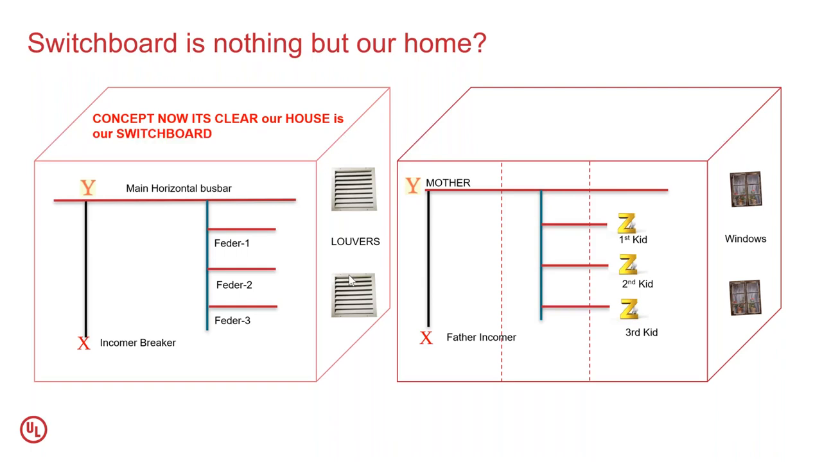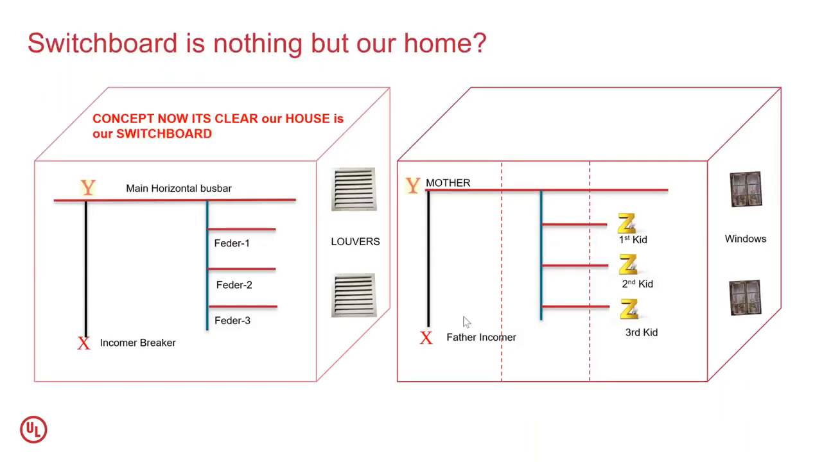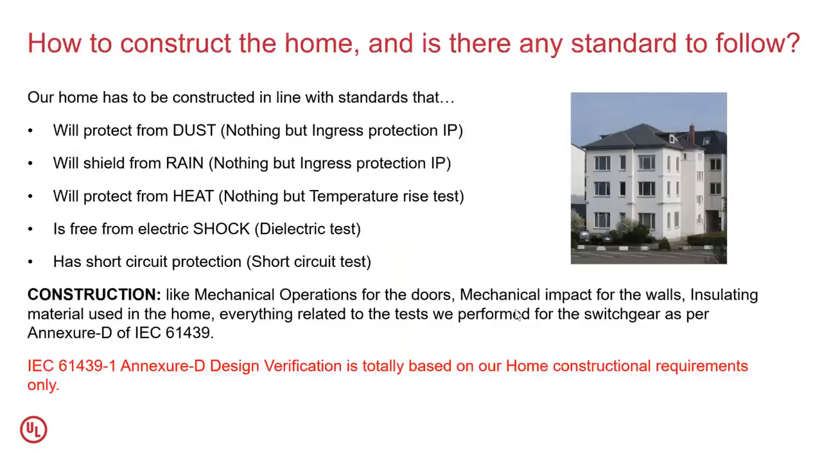We play around with these three components only. Don't forget this. Incomer breaker, horizontal bus bar, and feeders are the three key members of our switchboard. We are going to drive the total IEC standard. Clear? Now, as a reference in a panel board or switchboard, you see the incomer, main bus bar, feeder one, feeder two, feeder three. Same concept as I mentioned in the earlier slide. Clear now? Now we move here.